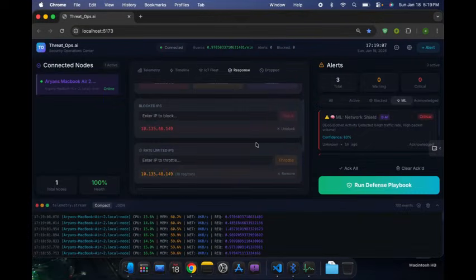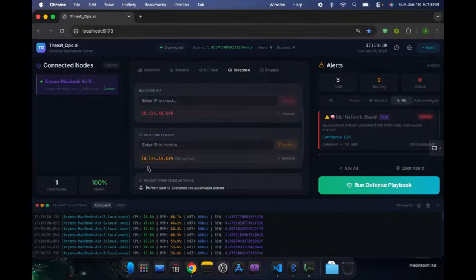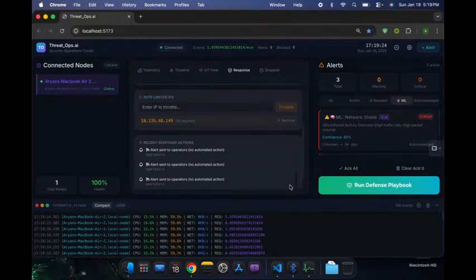And the basic actions are, first of all, you would rate limit the IPs, right? So the IP from which this attack was made was 10.135.48.149. So it is rate limited. If it increases, the IP can also be blocked. All the requests from that IP can be blocked, right?